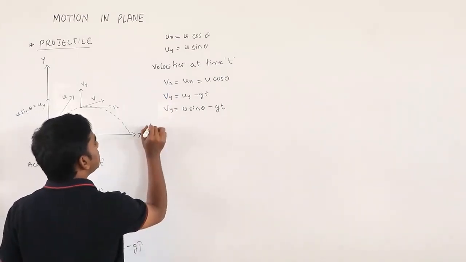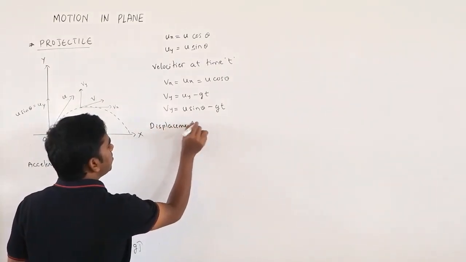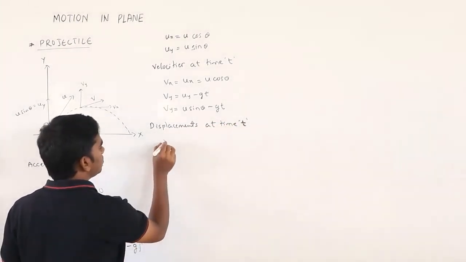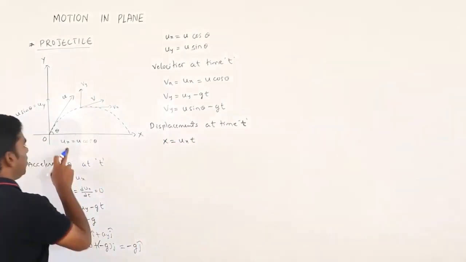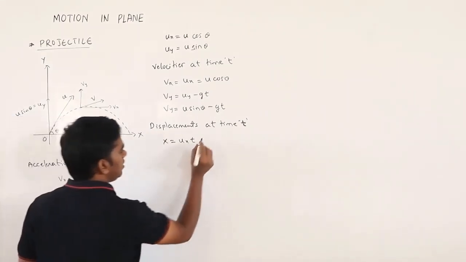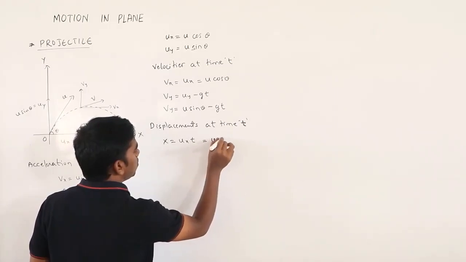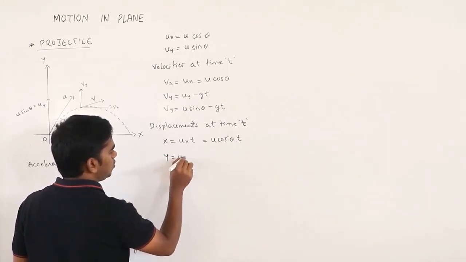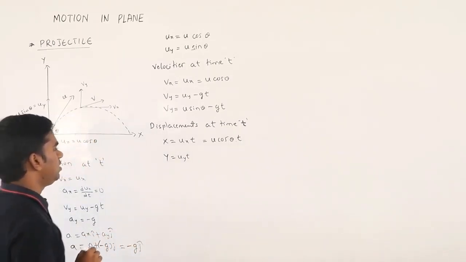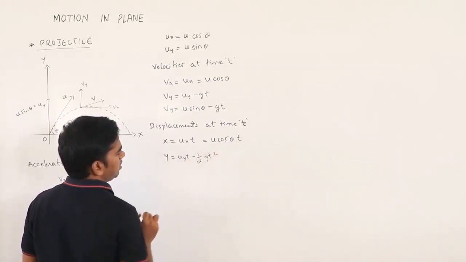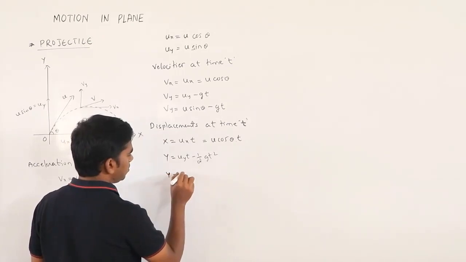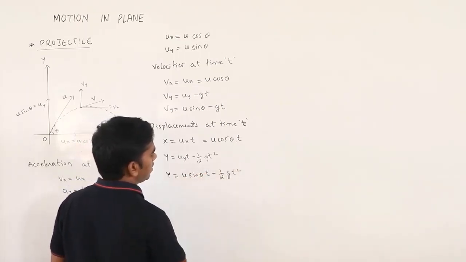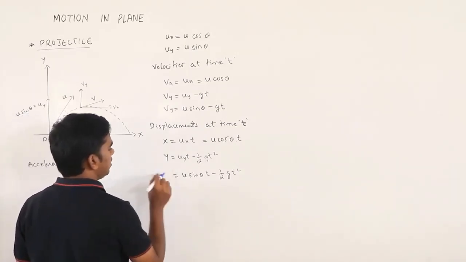Similarly, displacement at time t. X equals ux into t, the velocity along the x-axis multiplied by t. So this you can write as u cos theta into t. Similarly, what about y? Y equals ut plus half at square, that is uy into t minus half gt square. So y equals u sin theta into t minus half gt square. So these are the equations we got for the displacement and velocity.